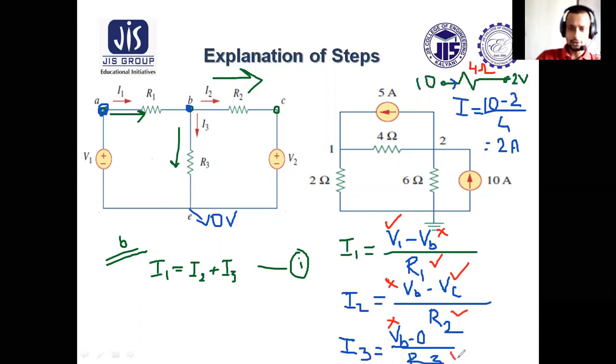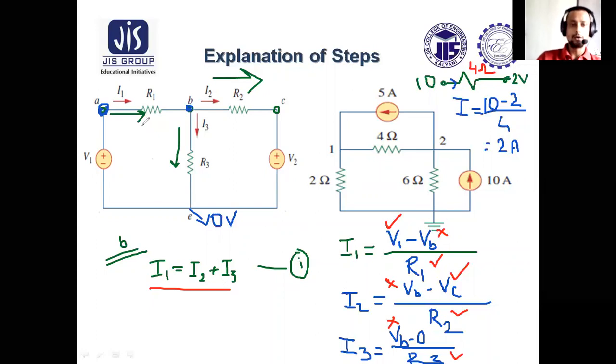R2 known. R3 known. So in these three equations, only VB is unknown. So if you substitute I1, I2 and I3 in equation 1, we'll get only one unknown. We have only one equation, and one unknown can be calculated from one equation. So that is why, as per step 5, we need to replace all these branch currents in terms of node voltages. Okay, once this is done, you can get the solution for the node voltage.